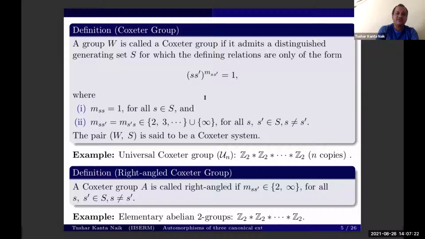And here the standard example is the free product of n copies of Z_2. This is called the universal Coxeter group I talked about earlier. And for right angled Coxeter groups, we have the elementary abelian 2-groups, the standard example being the direct product of n copies of Z_2. So this is the definition of a Coxeter group. So we move forward to see some terms associated to a Coxeter group.